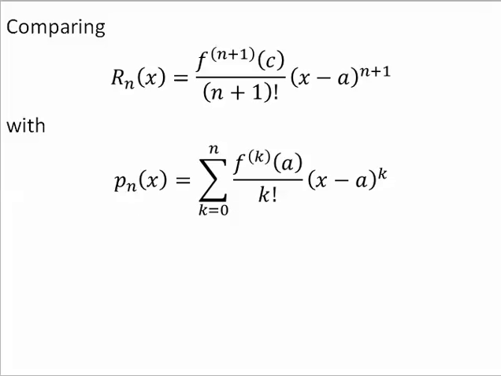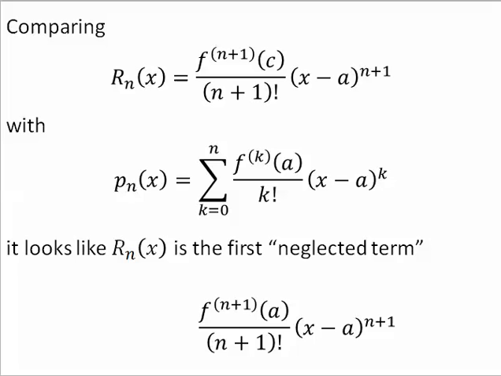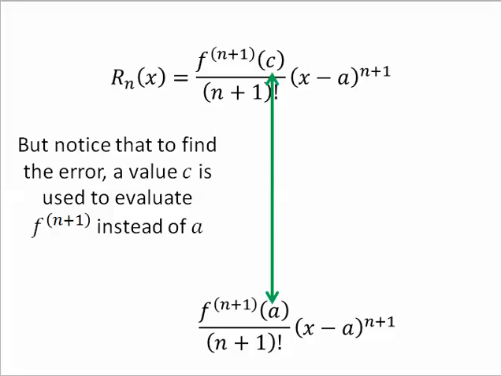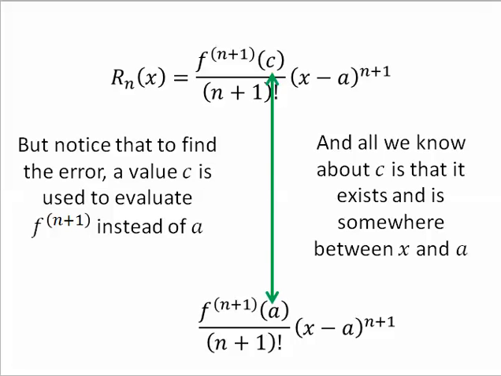All right, now we're comparing this remainder term with c with the polynomial. It kind of looks like the first neglected term. If you remember the alternating series theorem, it kind of looks like the first neglected term, and that's how I remember it. However, it is different from the first neglected term because the evaluation is at that magical value c that's between x and a. And again, all we know about c is that it exists.